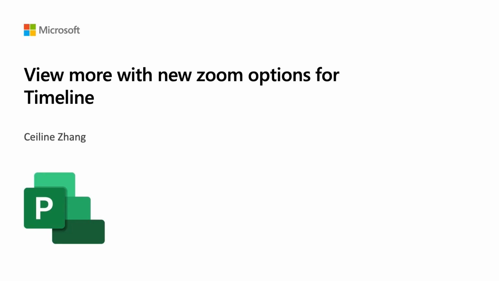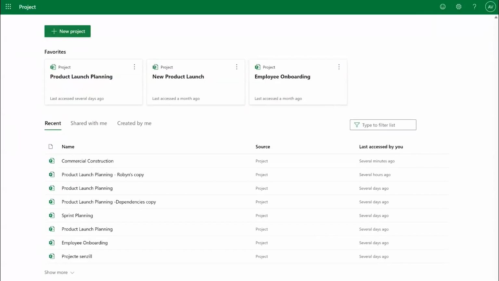Zoom in Project. Delivering team projects on time is often a challenge, especially longer range projects. The timeline view in Project for the Web is a powerful feature that can help your team visualize progress and estimate completion dates. We're excited to share that the timeline view now supports additional zoom options. You can now zoom out years further than before.